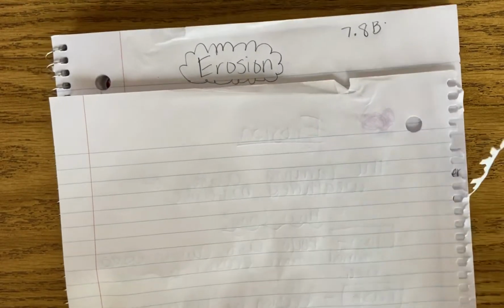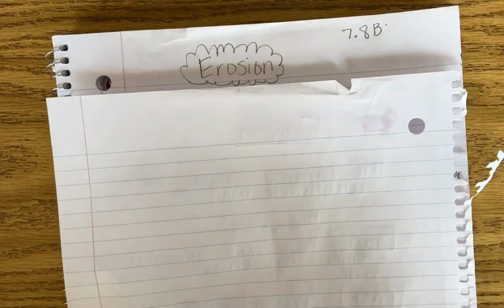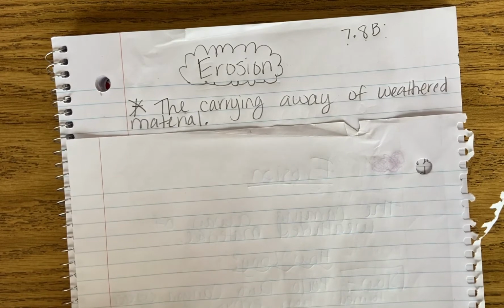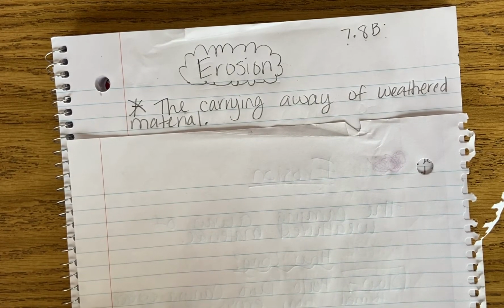All right, y'all, so we're going to talk about erosion. So write your title, which is erosion, and then you're going to write your TEK 7.8b. So the definition of erosion is the carrying away of weathered material.